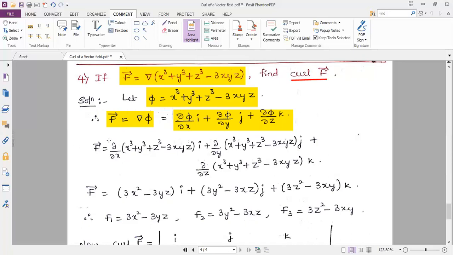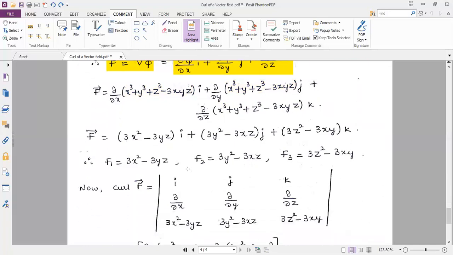Performing the partial differentiation, substituting phi, we obtain the next step: ∂/∂x of the phi term into i, plus ∂/∂y of phi, that is x³ + y³ + z³ − 3xyz, into j, plus ∂/∂z of the same expression into k. Now let's perform partial differentiation with respect to x first.